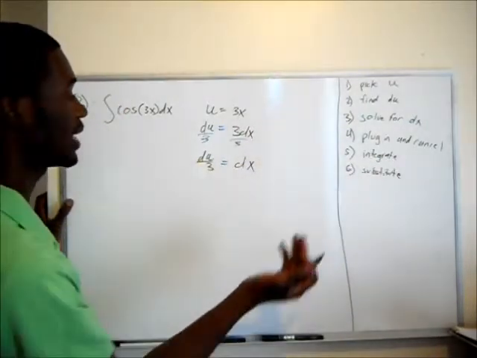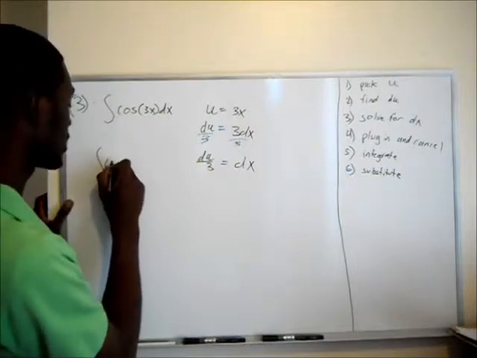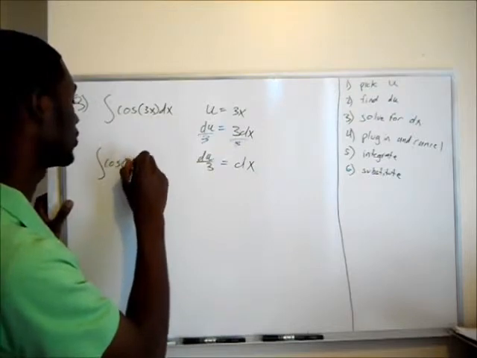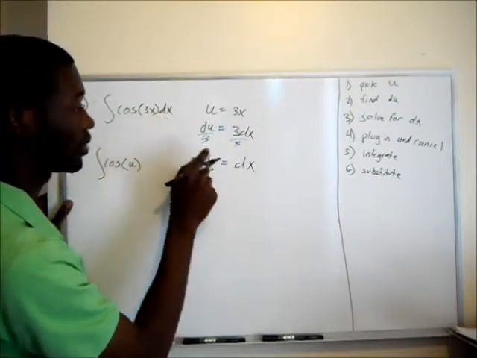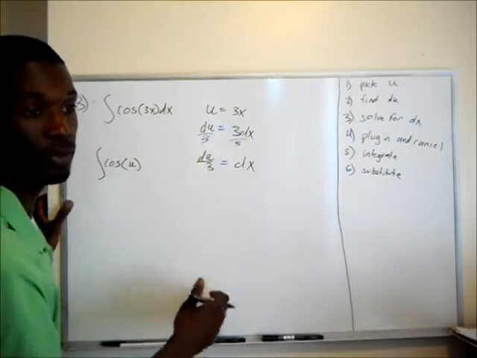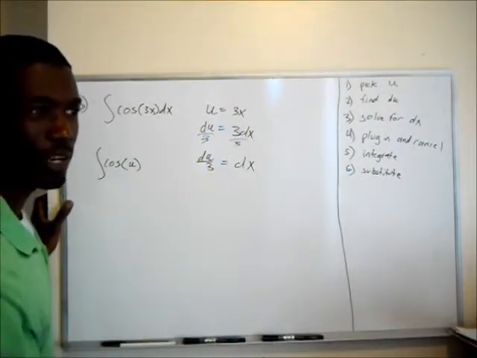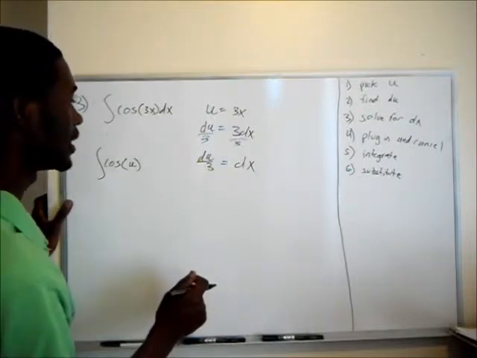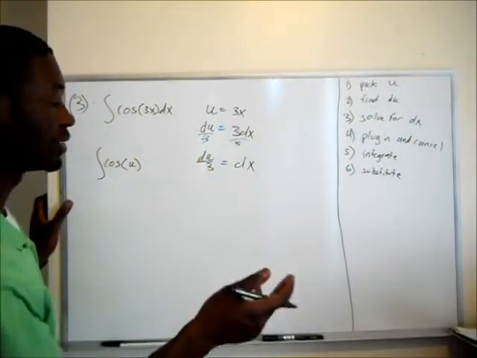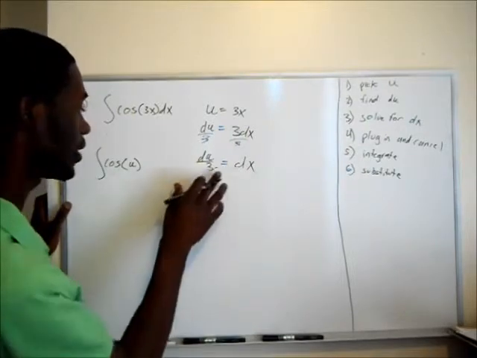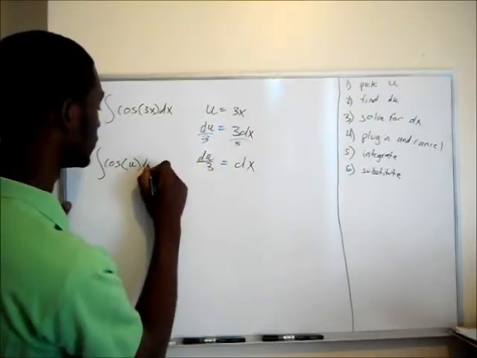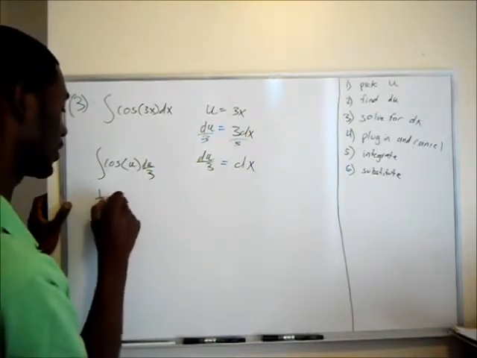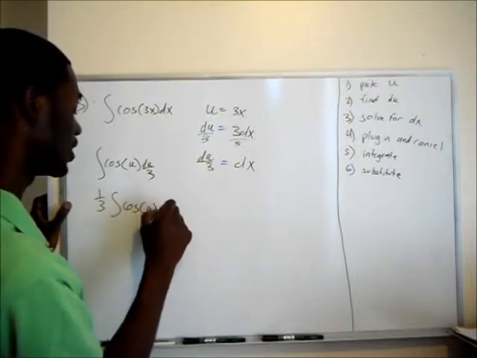Okay, now I'm just going to plug it in and cancel. So now I have the integral of cosine of, not 3x, but u, since that's what it's equal to. Cosine of u. That's not going to be dx anymore, because I'm getting rid of all my x's and replacing them in terms of u's. It's like I'm translating from French to Latin. In French it was x's. In Latin it's u's. Now dx is just du over 3. And the 3 over 3 is just times 1/3, so I would pull that to the front and say cosine of u du.